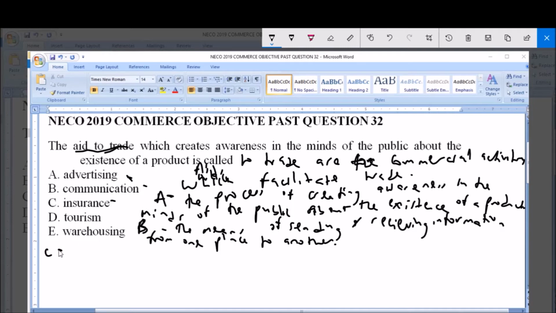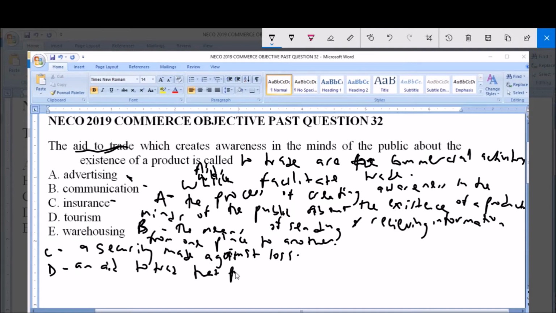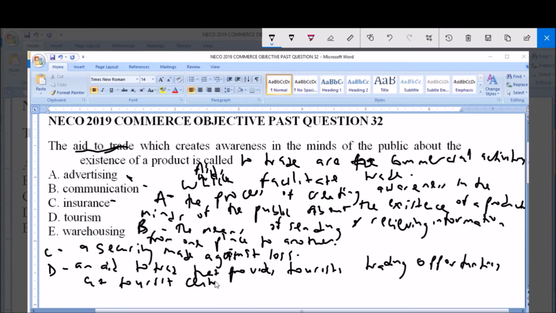Now option C, which is insurance, is more or less simply described as a security made against loss. And option D, which is tourism, can be defined as an aid to trade that provides, so this is a description rather than a definition, that provides tourist trading opportunities at tourist centers.